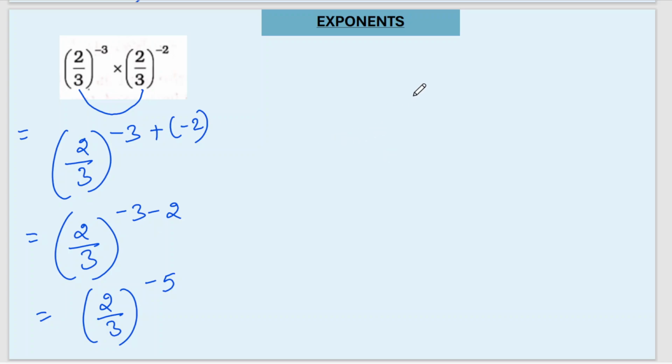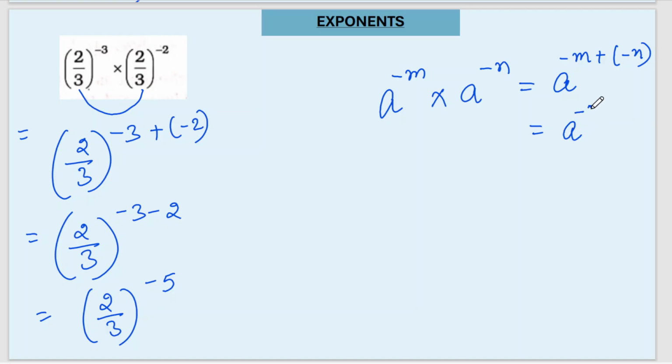Okay. That means whenever you have a to the power minus m into a to the power minus n, you are going to do a to the power minus m plus minus n. So it will be a to the power minus m minus n. And you can solve this question. Okay? Next.